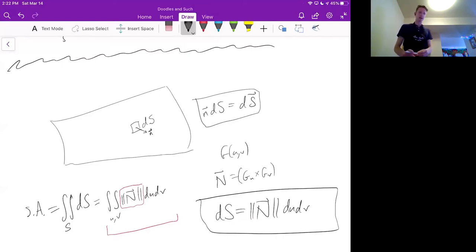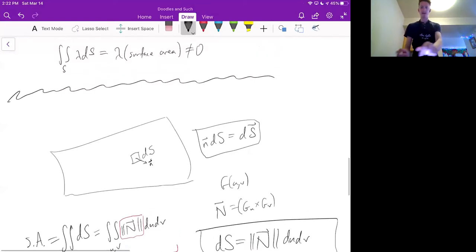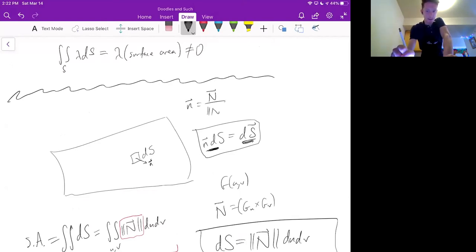And then which one you use depends on the situation. Like if I'm doing a flux integral, I have to be talking about little n. But if I need little n and I have big N, it's pretty easy to go between. This has to be the case because they're both normal, and little n is supposed to be a unit vector.